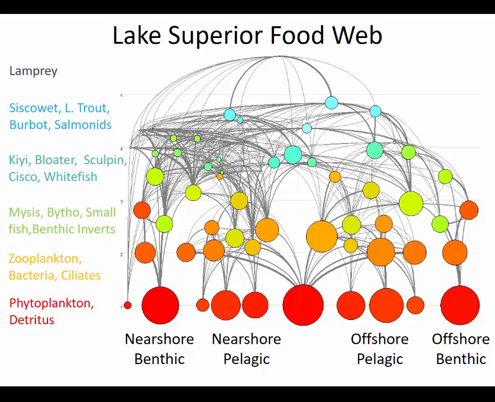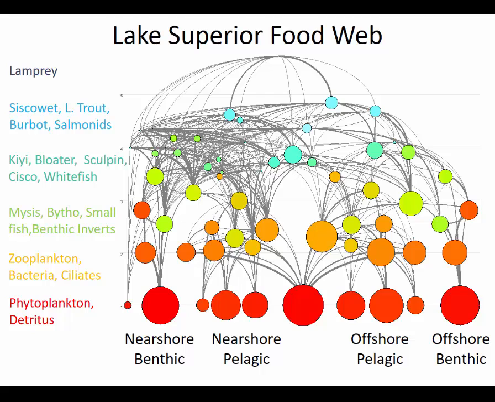Here is our current Lake Superior food web. On the bottom, we have our phytoplankton and detritus, and as we move up, we start including some of our zooplankton, the mysis. We get up into the prey fish. Then up on top, we have the siscowet, the lean lake trout, and finally at the top, we have our sea lamprey. And the size of the box just kind of describes the total biomass in that group.